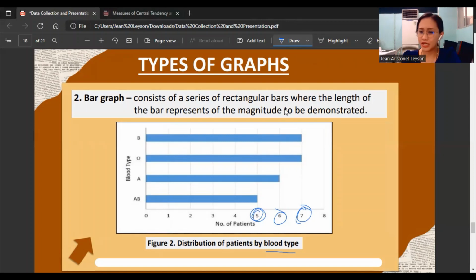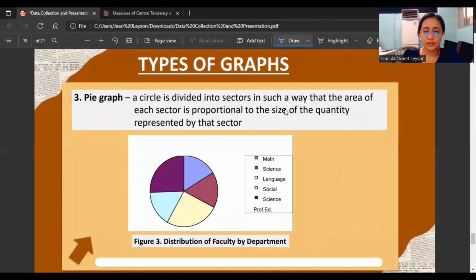So I think you're familiar with these types of graphs since you have discussed this when you were in elementary and high school in your Araling Panlipunan subjects. Third is the pie graph, which I know you are very familiar with. It is a circle divided into sectors in such a way that the area of each sector is proportional to the size of the quantity represented by the sector.